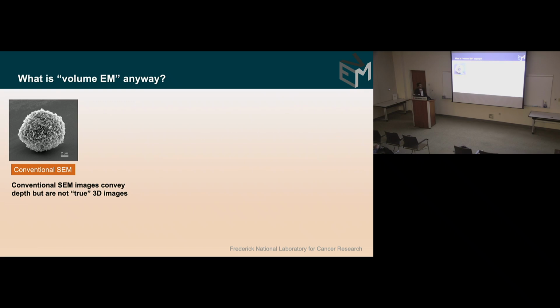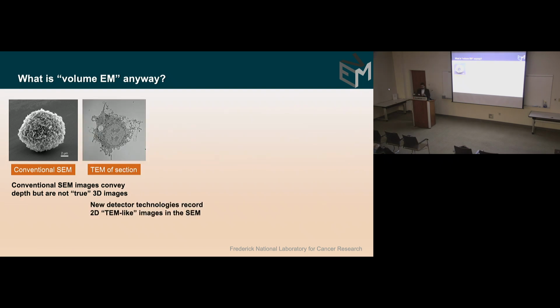So to continue with what volume electron microscopy is anyway, with conventional scanning EM, you may be familiar with this. If you look at an SEM image of a lymphocyte, for example, this looks beautiful, right? You get these ruffles, it looks three-dimensional, but it is a 2D image. It's not a true three-dimensional image. And if you do transmission electron microscopy or TEM, you can see what's on the inside and on the outside. So SEM is just purely a surface phenomenon.